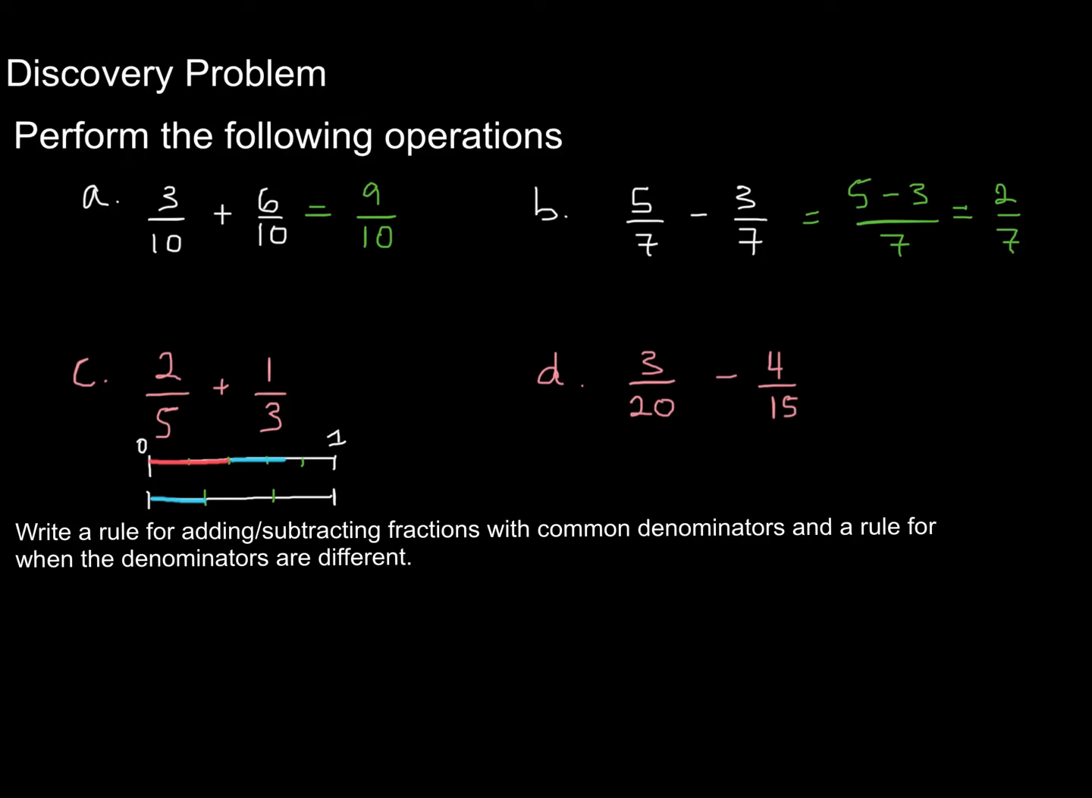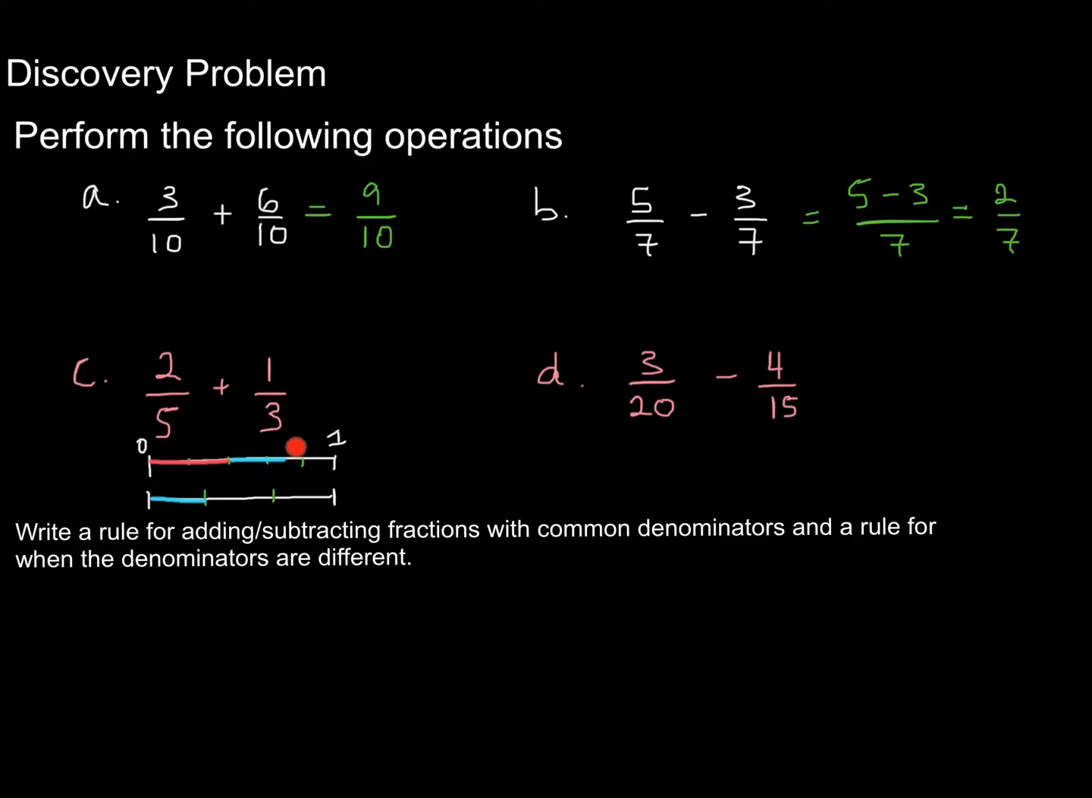So thinking about this, you can imagine 15. I can take this fifths line and turn it into 15ths by taking each of these 1/5 and splitting it into 3 segments. And I can do the same for this thirds line by splitting each of the thirds into 5 pieces.